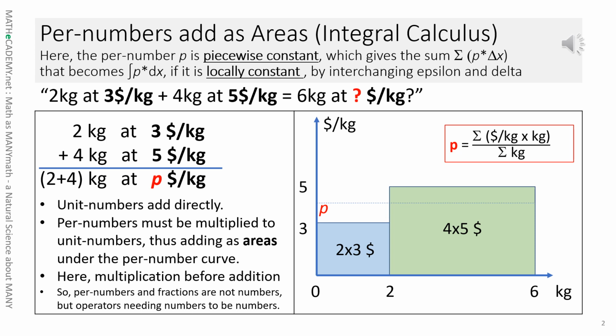So, in integration, multiplication comes before addition. Therefore, paranumbers and fractions are not numbers, but operators, needing numbers to become numbers. Here, the paranumber curve is piecewise constant. It becomes locally constant by interchanging epsilon and delta. Then the sums are replaced by integrals.